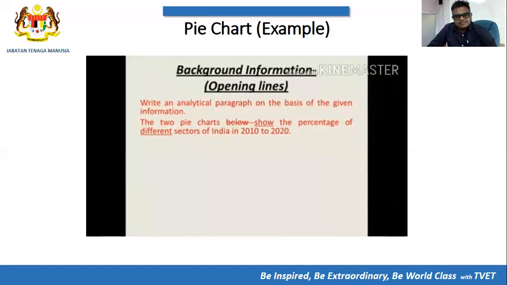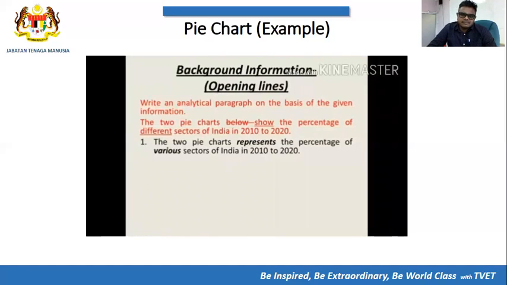Somewhere you need to change few words, like the 2 pie charts represents. So what we have done here, in the place of the word below, we have shown represents. So you need to edit the words below show and you need to write the word represent. The percentage of different, again we have modified the word different towards various sectors of India in 2010 to 2020.